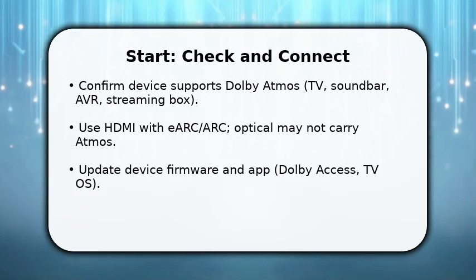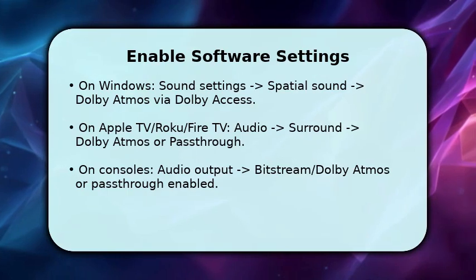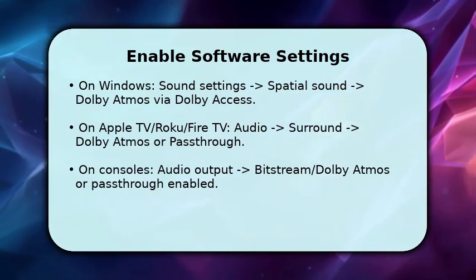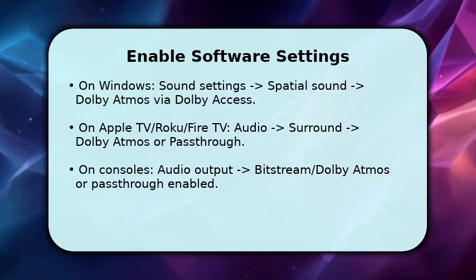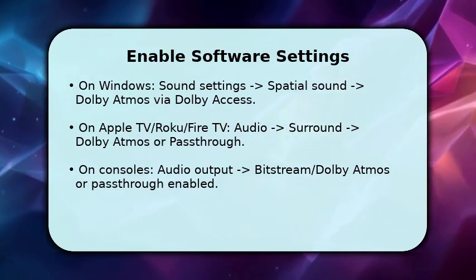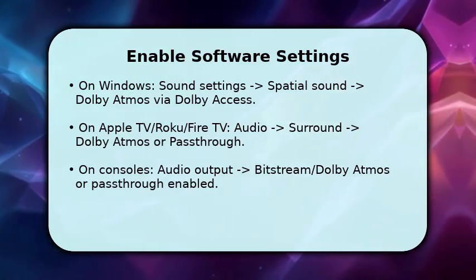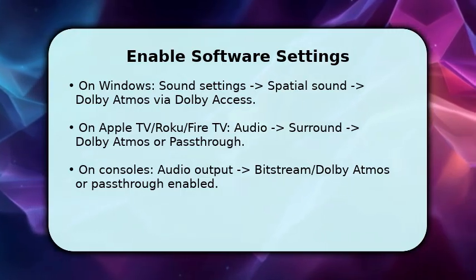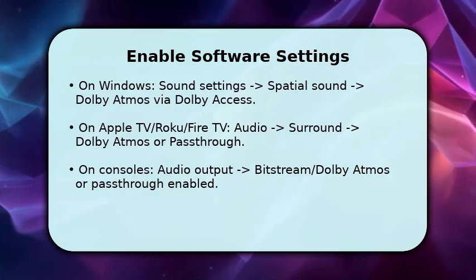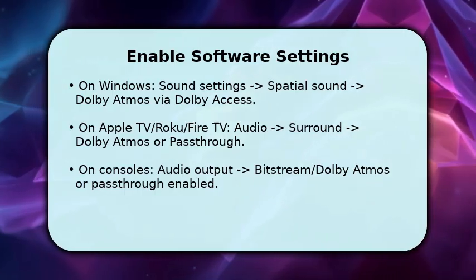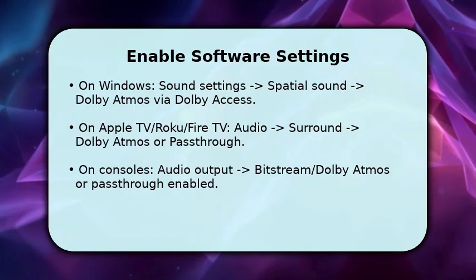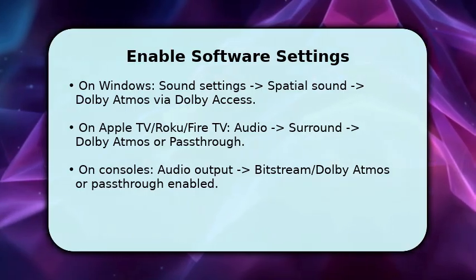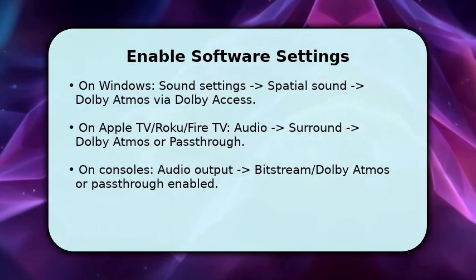Next, you enable the audio path in software. On Windows, open Sound Settings, choose your output device and enable spatial sound. Select Dolby Atmos through Dolby Access if required. On Apple TV, Fire TV, or Roku, go to Audio Settings and pick Dolby Atmos or pass through to external AVR. For PlayStation and Xbox, set audio output to bitstream or pass-through and enable Dolby Atmos where listed.